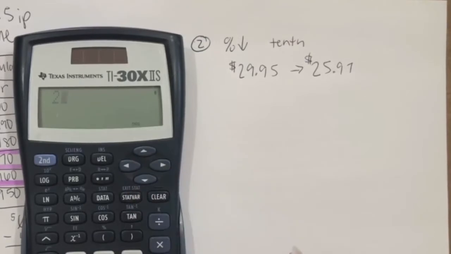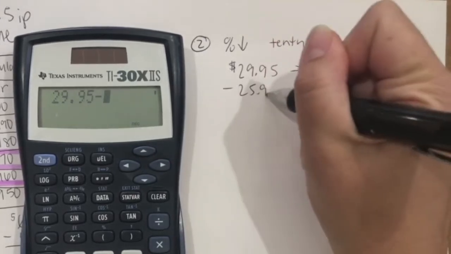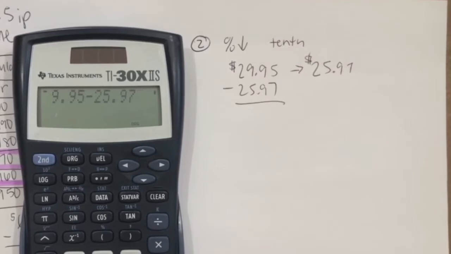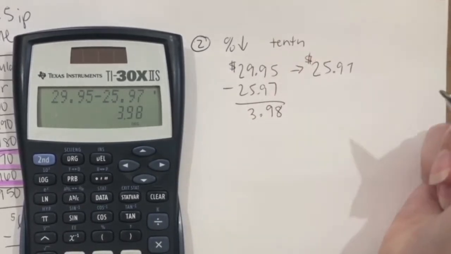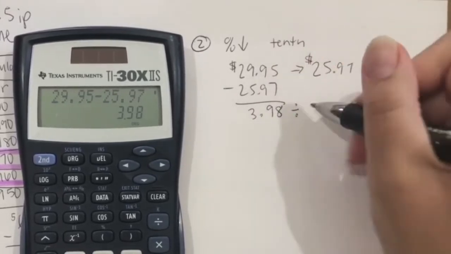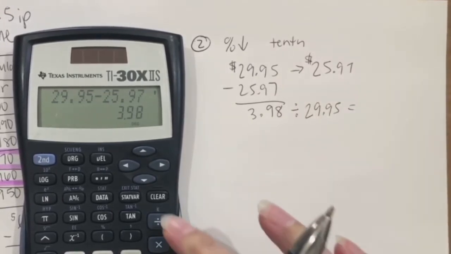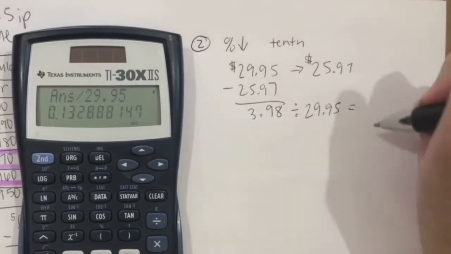So $29.95 minus $25.97 equals 3.98, and then we'll take 3.98 and divide that by the original $29.95. $3.98 divided by $29.95 equals 0.1328.